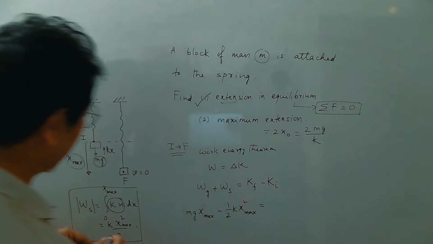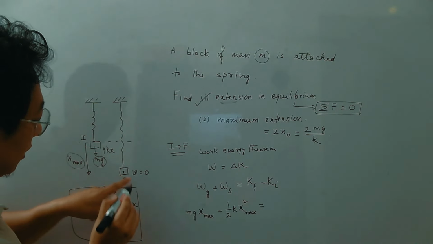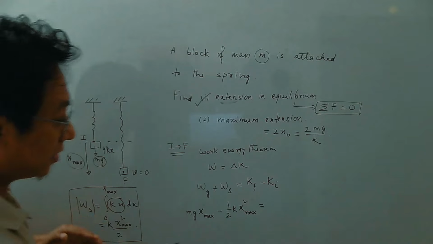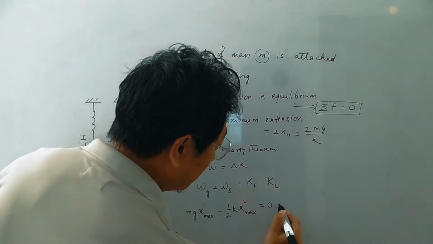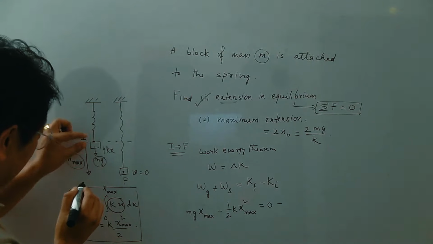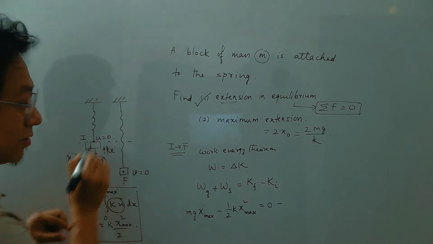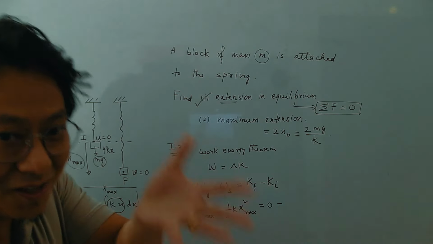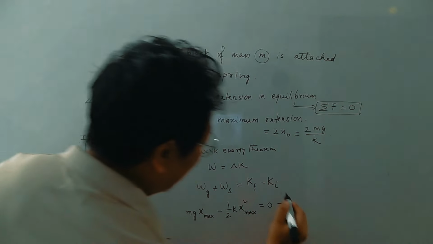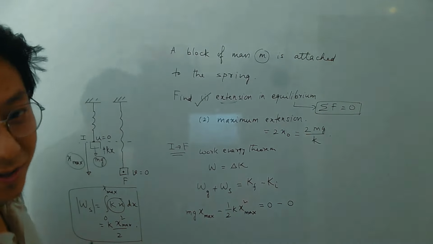Now what is the final kinetic energy? When it reaches here, it momentarily stops because we want to calculate maximum extension. So final velocity is 0. If velocity is 0, kinetic energy is 0. And when it started, initial velocity was also 0, right? We just released the block. We have just released. So it starts from rest. So initial kinetic energy also 0.